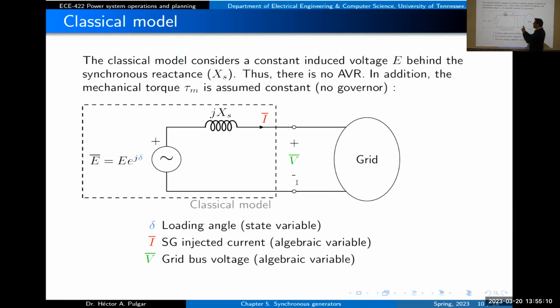Again, what is the algebraic model mathematically? This circuit, this phasor circuit here, given the state variables, will determine a current that will come out of that generator. The rest is the grid. Here we can have anything. We can have multiple lines, loads, transformers, any component, and that is, again, an algebraic representation.